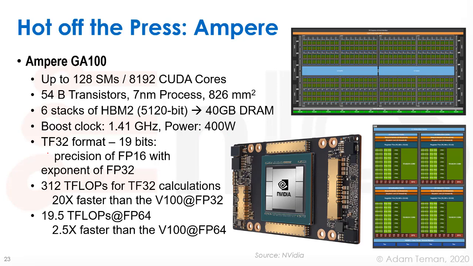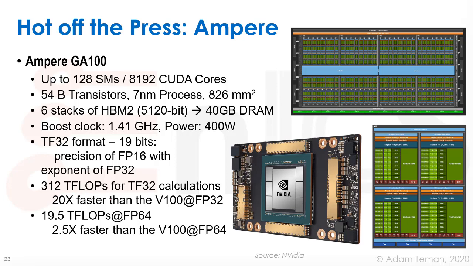They introduced a new format called TF32, for tensor format 32, and that's 19 bits. So instead of the brain floating point format of 16 bits, they add another 3 bits, and therefore they can get the precision of FP16 but with the exponent range of FP32. So that's NVIDIA's new format they are announcing with this.